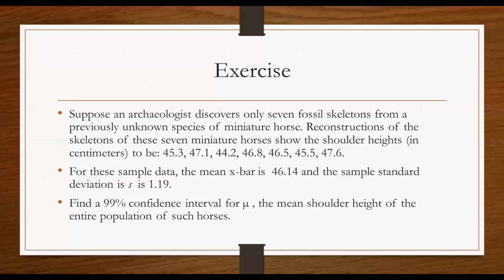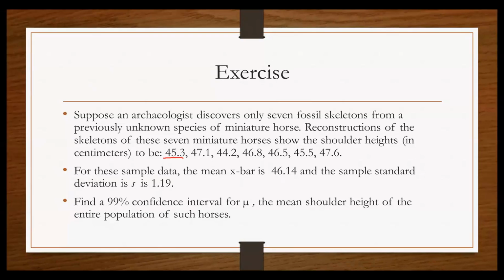So given this question and an exercise, you are to suppose that an archaeologist discovers only 7 fossil skeletons from a previously unknown species of miniature horse. Reconstructions of the skeletons of these 7 miniature horses show the shoulder heights in centimeters, 1, 2, 3, 4, 5, 6, 7. So in short, the sample size of the skeletons is how many? They are 7 in number.